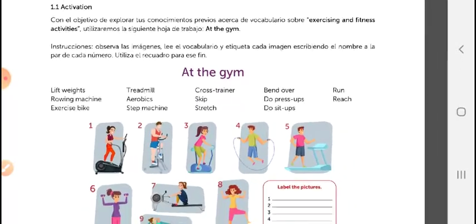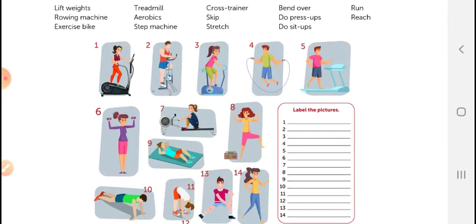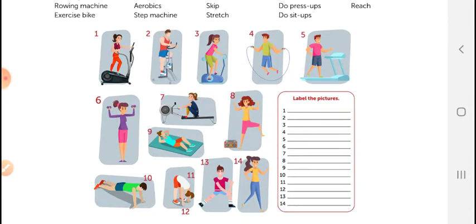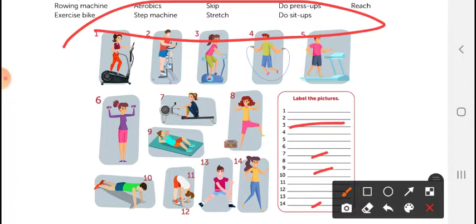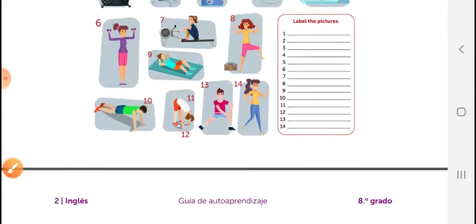A general overview. First, in the activation part tenemos vocabulary. Vamos a tener que escribirlo en this chart, okay? The vocabulary que aparece arriba. Vamos a tener que escribirlo. I'm going to help you write it, don't you worry.